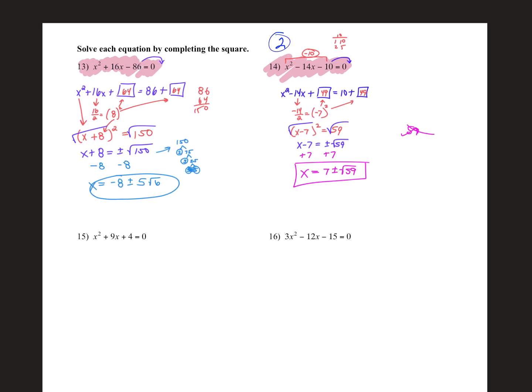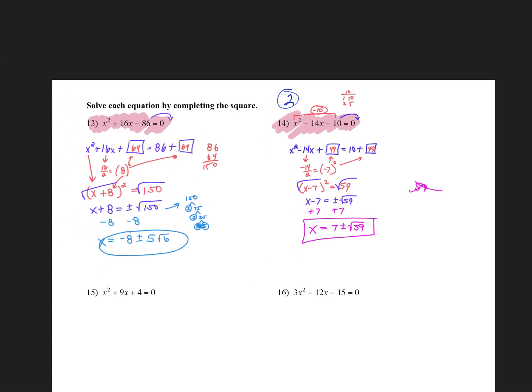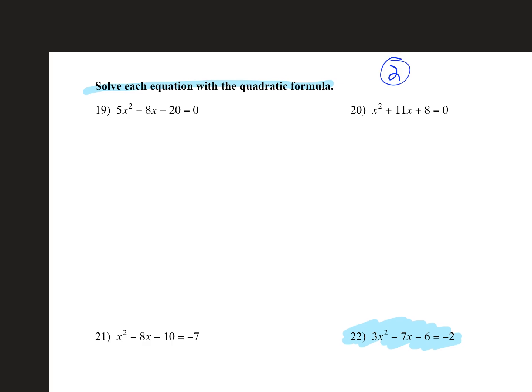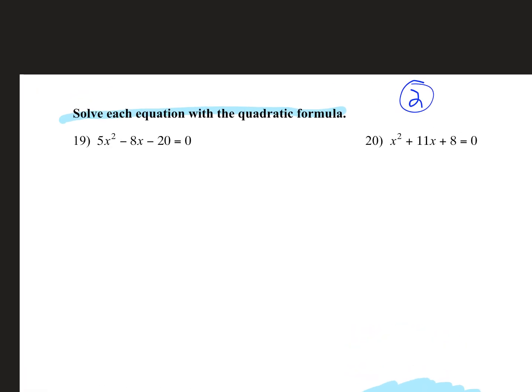Okay, let's go on to the next. So that's 6 of the questions, 6 of the 10. 2 solved by factoring, 2 solved by taking square roots, 2 solved by completing the square. It's going to tell you that. The next group, God bless you, is going to say solve using what? The quadratic formula. God bless you.